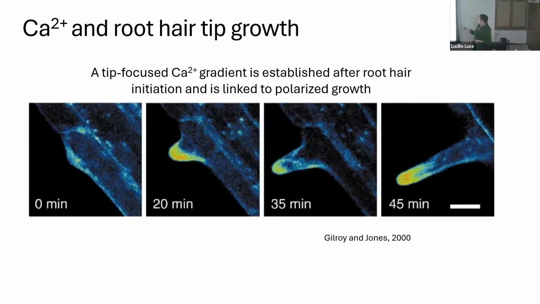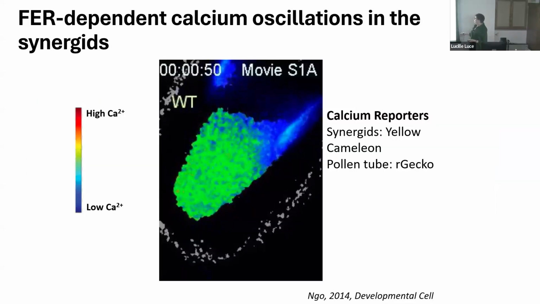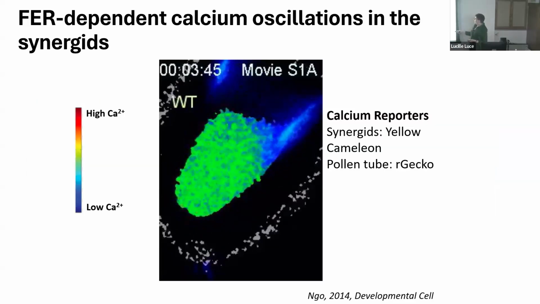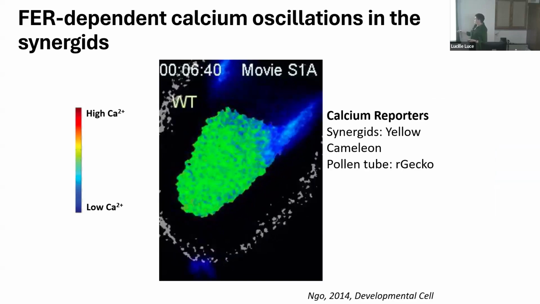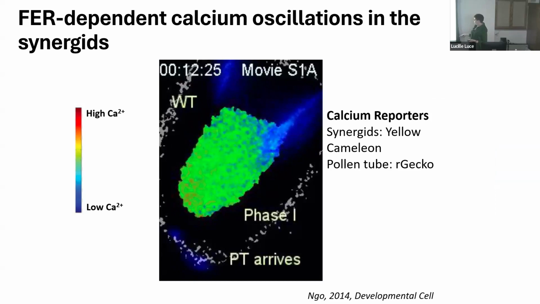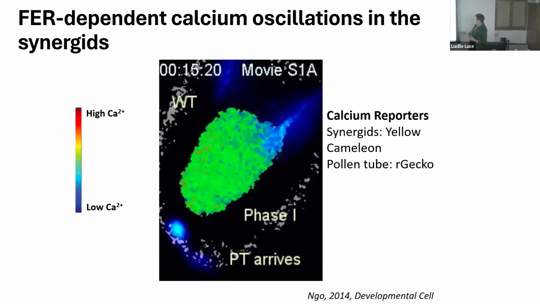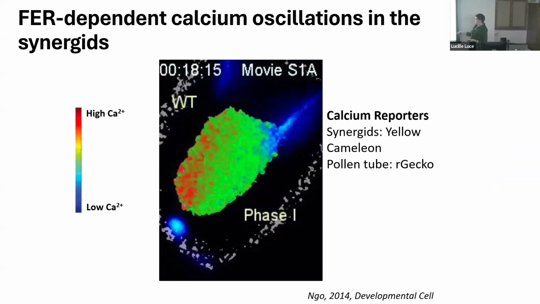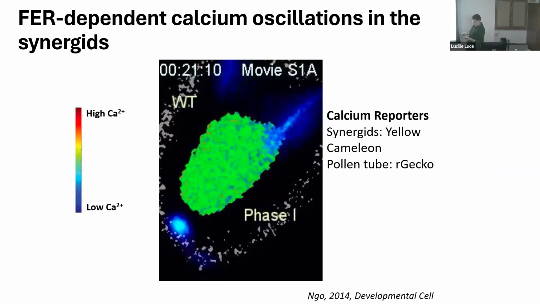Okay, so what about calcium? I told you MLOs are thought to be calcium channels. We know from lots of groups' work that there's a tip-focused calcium gradient that's established after root hair initiation, and it's linked to polarized root hairs. I showed you earlier that we have calcium oscillations that occur in synergids upon pollen tube arrival, and that this is also linked to being able to have a pollen tube that bursts and releases its sperm cells.